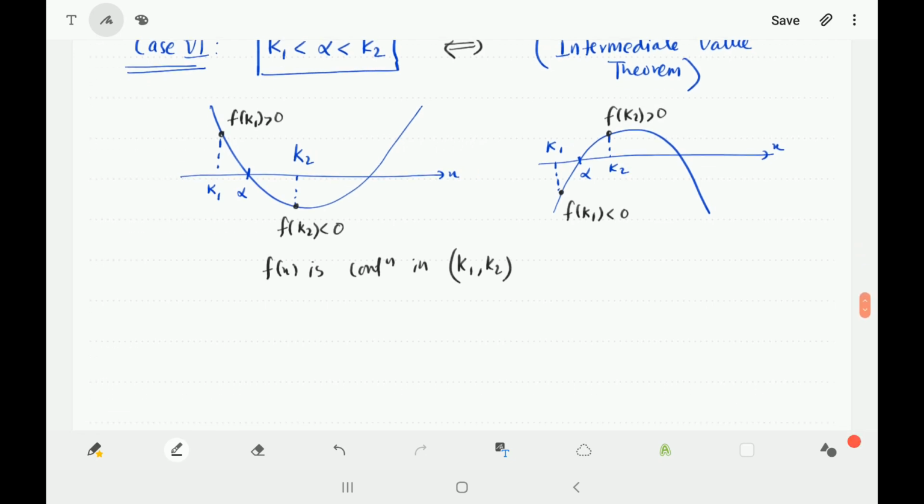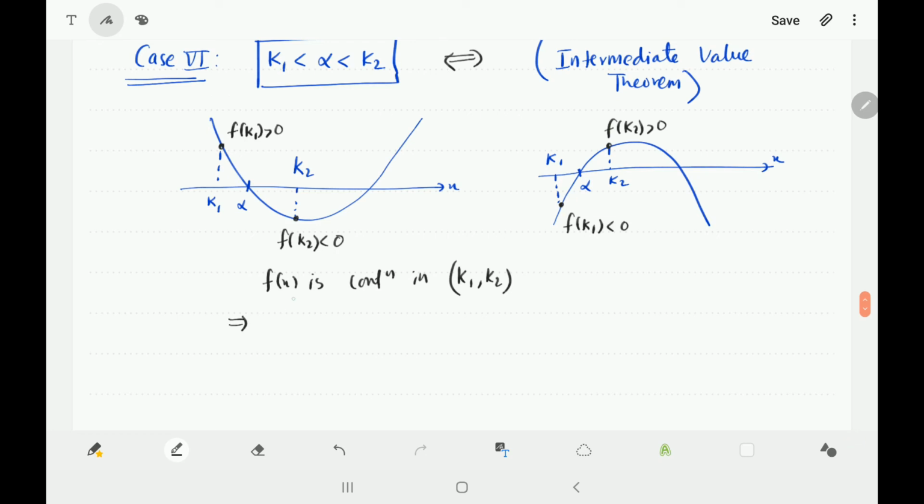Because f of x is continuous on k1 to k2, for this particular case we are getting the condition f of k1 into f of k2 is negative. How are we getting this condition? In the first diagram, f of k1 is positive and f of k2 is negative, and the product of these two terms will be negative. In the second diagram, f of k1 is negative and f of k2 is positive, so the product of these two terms will be negative. So the necessary and sufficient condition for a root to lie between k1 and k2 is f of k1 into f of k2 is negative.